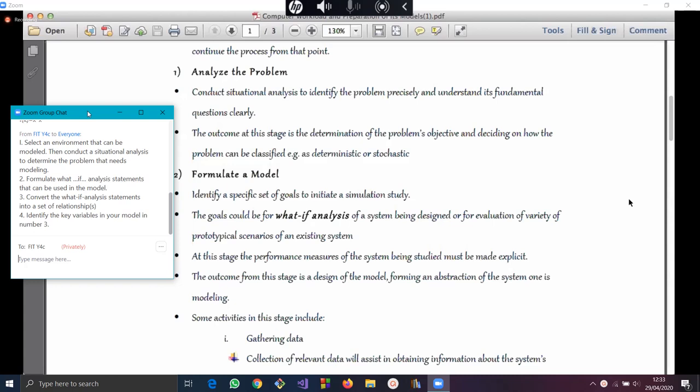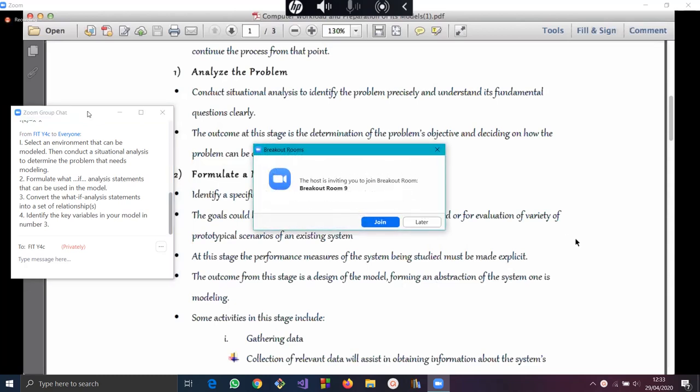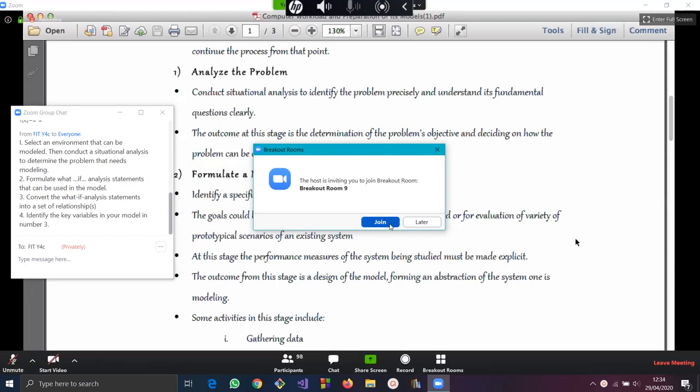I will be joining each of these groups independently during the breakout session. So I'll be logging into specific groups to check on what you are doing. I want to give you some time, so I'll start joining in after maybe half an hour from now. The breakout I'll open. Please start joining.